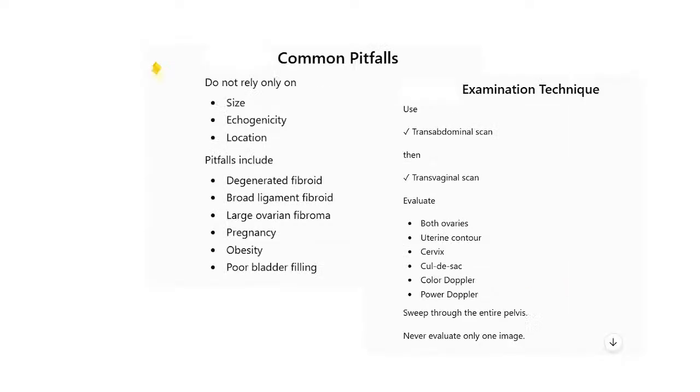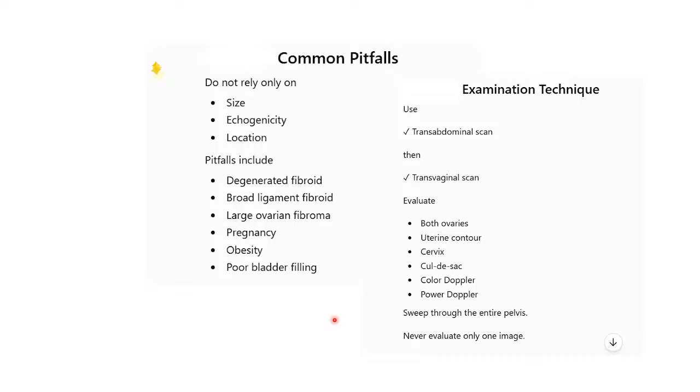So what are the common pitfalls, ladies and gentlemen? Do not rely on size, echogenicity, and the location. So the pitfalls include degenerating fibroid, broad ligament fibroid, large ovarian fibroma, pregnancy, obesity, poor bladder filling. These are the common pitfalls.